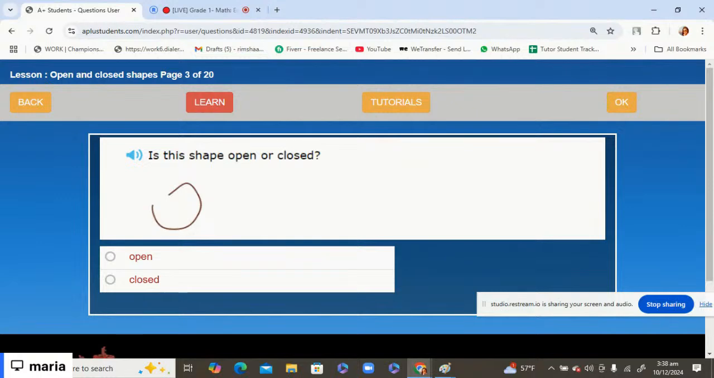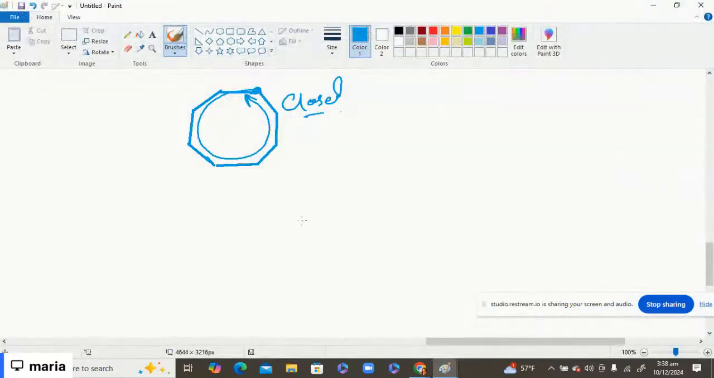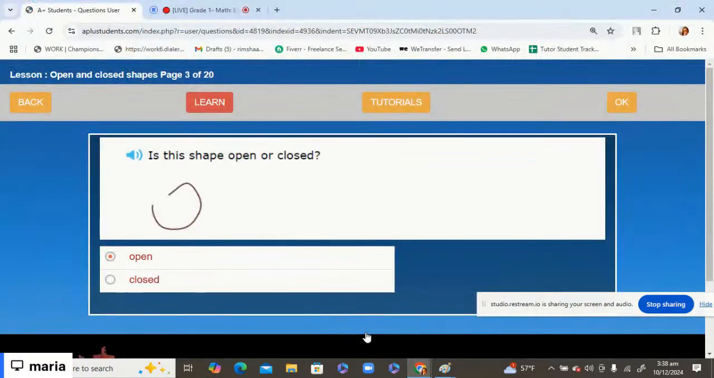This one is again open. It's not the same. Their starting and ending point is not the same. Look, for example, they are starting here and then it's the shape like this. So this is the ending point. Starting point, ending point. So this is an open shape. Okay, so we can say that it's open.